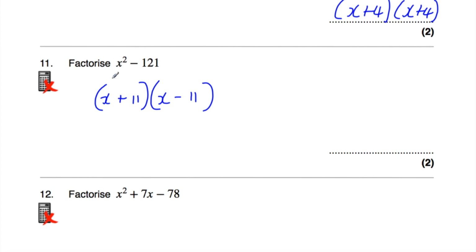So if we were asked to factorize x squared minus 121, the answer would be x plus 11, x minus 11. And again, you can check your answer by expanding your brackets, and you'll see that this will expand to be this. Okay, let's look at question number 12.